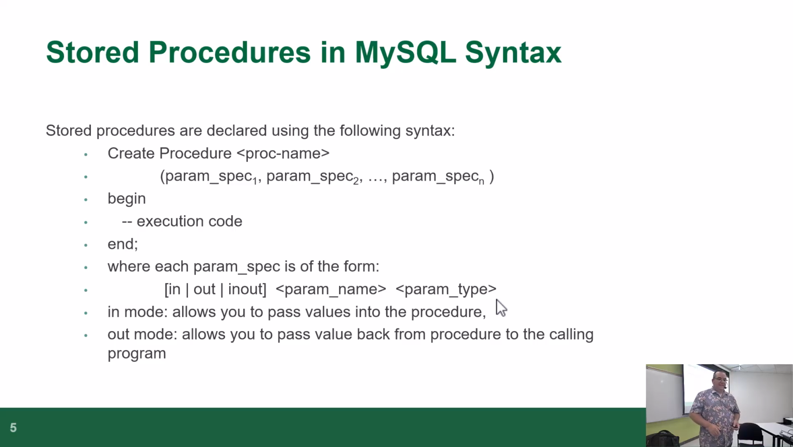All right, so the basic syntax is create procedure name. Shocker, it's like create table, create view, but it's a procedure. And then you have parameter specs, and you have n number of parameter specs. Then you have begin, you execute code, and you end. Now each parameter spec is in, out, the name, and the type. So it sounds like declaring a function. So in mode allows you to pass the value in, out means passes the value back out of it.